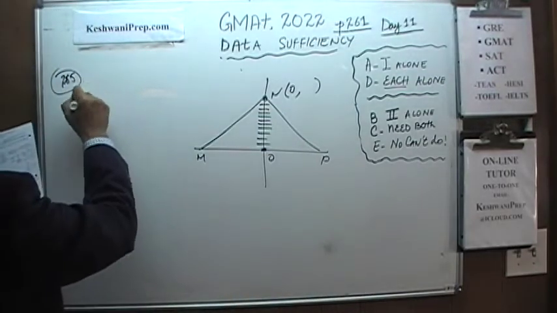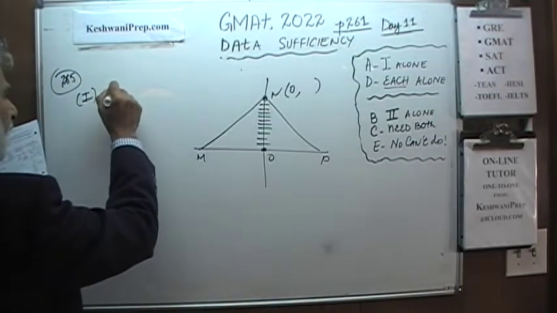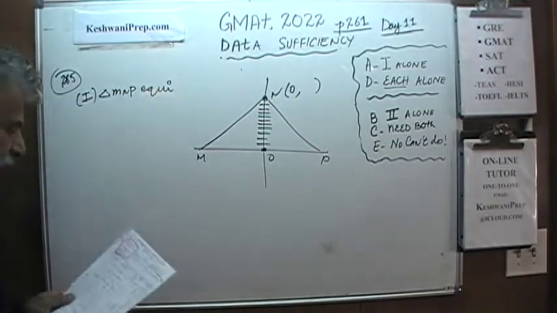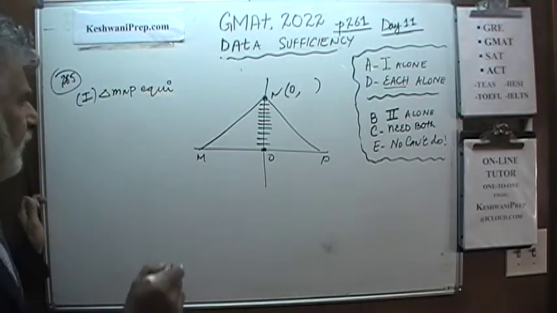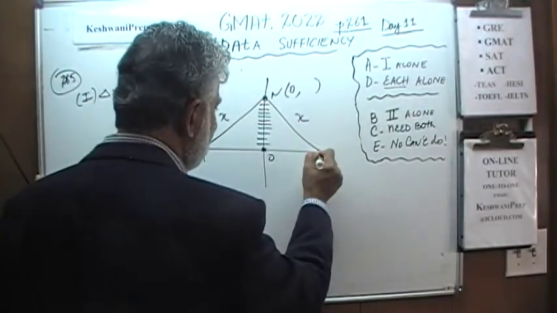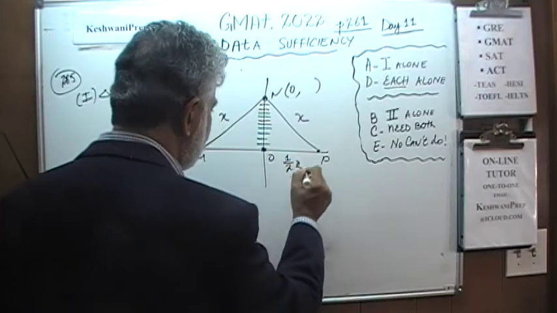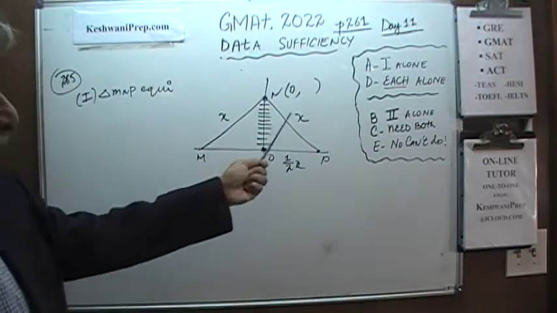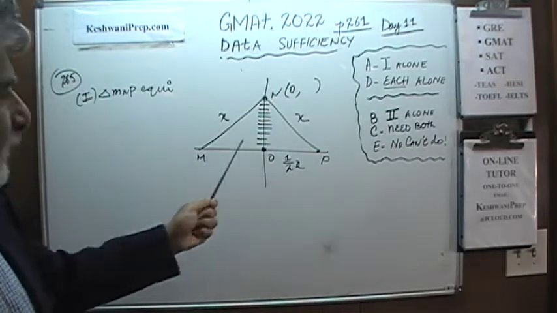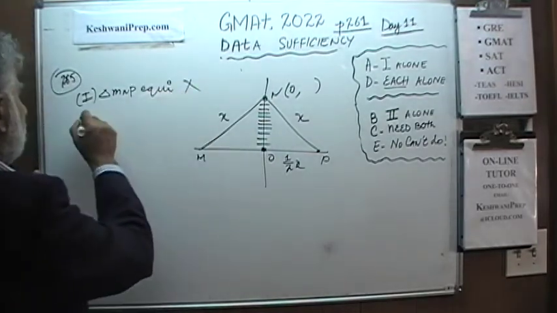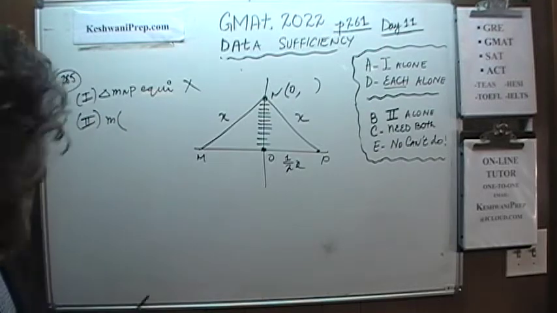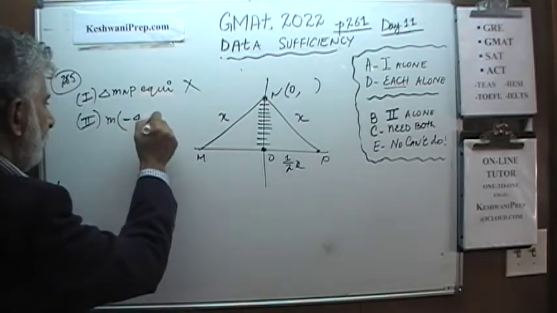The first statement tells us that the triangle MNP is equilateral. That's an equilateral triangle, which means that if this side is x, so is this side, and from here to here, it's going to be half x. Now simply knowing that this is x, x and half x does not enable us to figure out this height right here. Statement 1 by itself is no good. Statement 2 tells us that the coordinates of point M are -4 and 0.